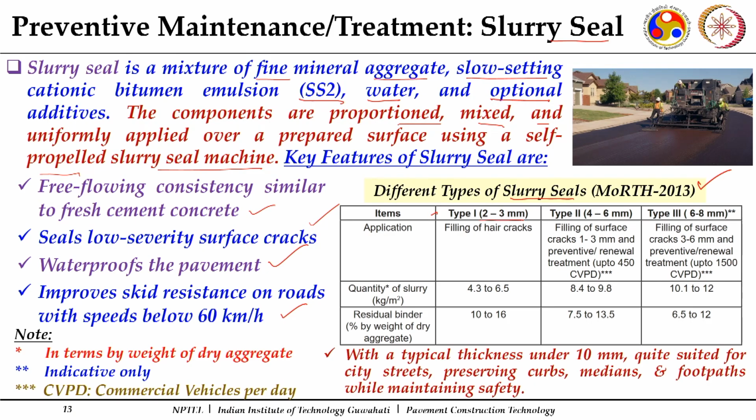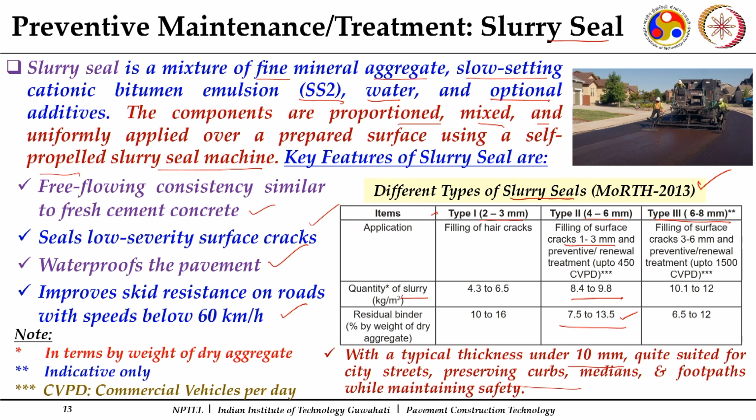Type 1 is for a thickness of 2 to 3 mm, type 2 for 4 to 6 mm, type 3 for 6 to 8 mm, and here you can see they mention for what type of cracks, up to what cracks, 4 to 6 mm thickness of these slurry seals can be used, and how much quantity of slurry seal is there and how much residual binder. You can see a high content of residual binder specifically in these slurry seals. With a typical thickness under 10 mm, 6 to 8 mm being the maximum, it is quite suited for city roads, city streets, preserving curbs.